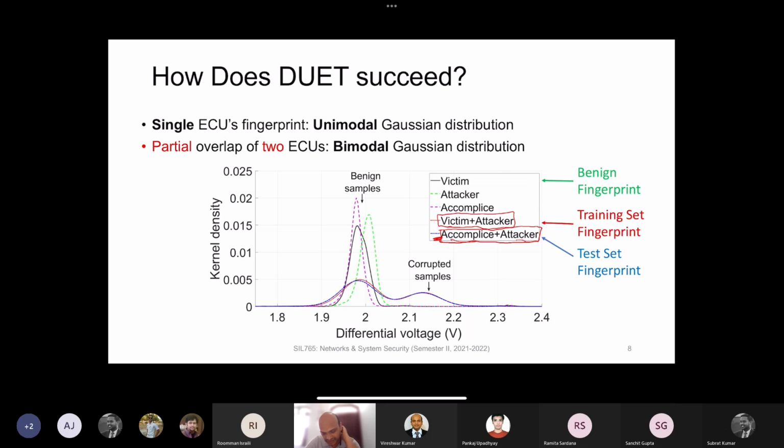Is this clear to everyone? What happened at the end? What is the training set poisoning, and then what happened during the operation phase?